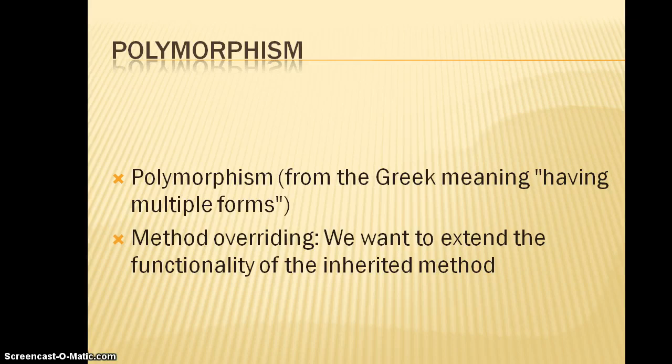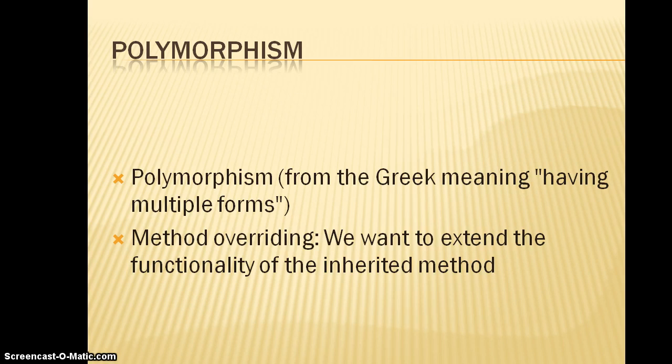Now polymorphism. Polymorphism is from the Greek, meaning having multiple forms. Poly means multi, morphism means forms. This is used in method overriding if you want to extend the functionality of the inherited method. So generally it is the ability to appear in many forms in object-oriented programming. Polymorphism refers to the programming language's ability to process objects differently depending on their data type and class. More specifically, it is the ability to redefine methods for derived classes.